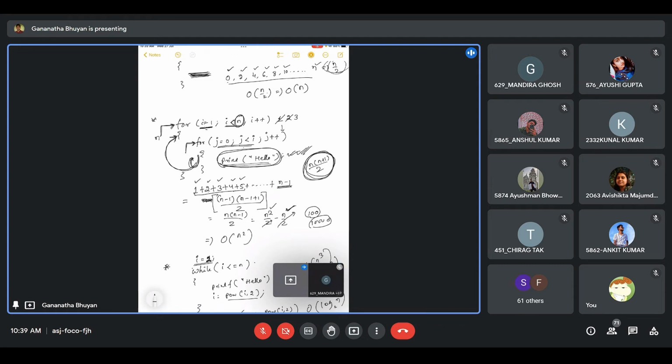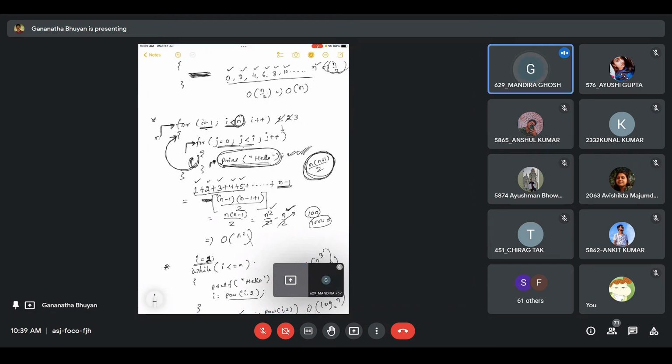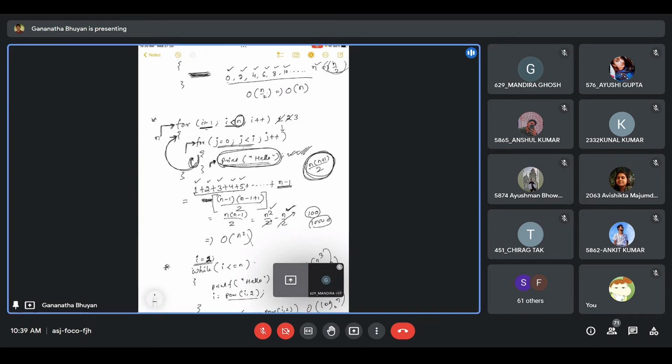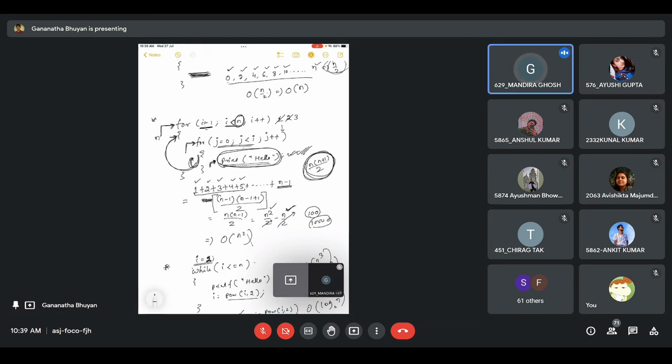In simple terms, if I tell you how many times this printf statement is going to execute, that will give me the time complexity. I told you this already. Okay, right? Got it, sir. And that comprises both the outer loop and the inner loop.